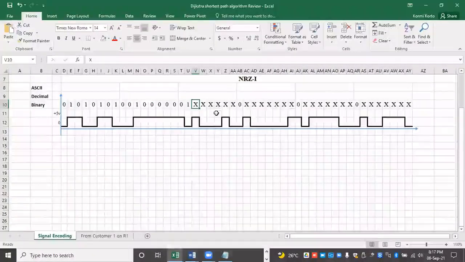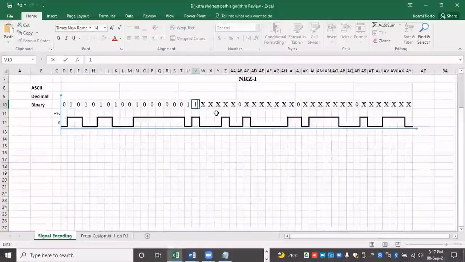What will be this bit here? It's a 1. Why is it a 1? Because the transition is from 1 to 1 and 0 to 1. Good. So we have 1 to 1. Now there was another transition after the 1, from a high to a low. So what does that mean?